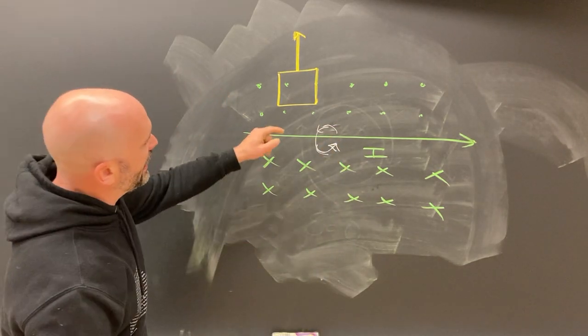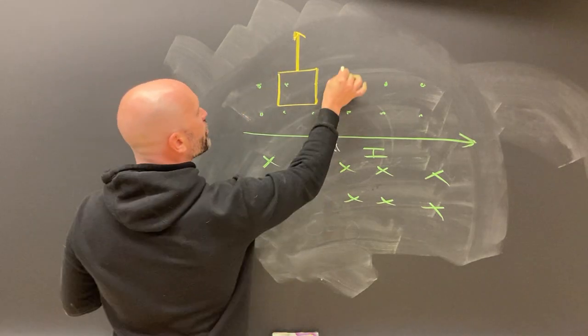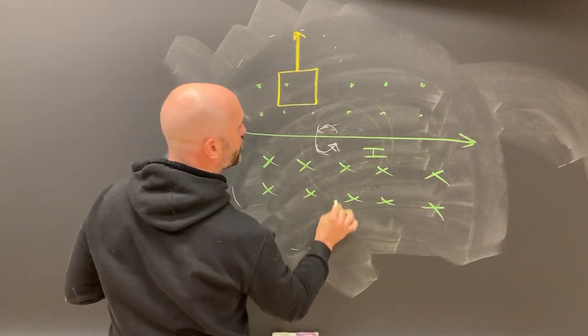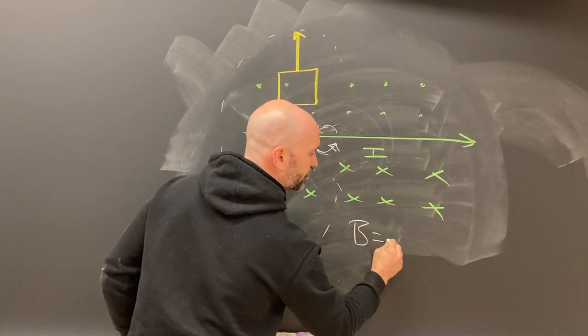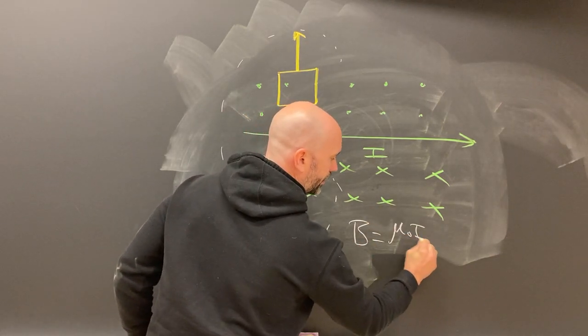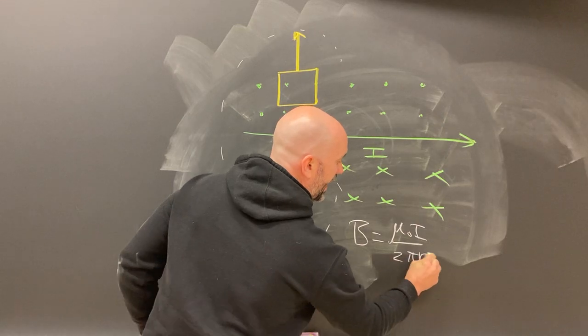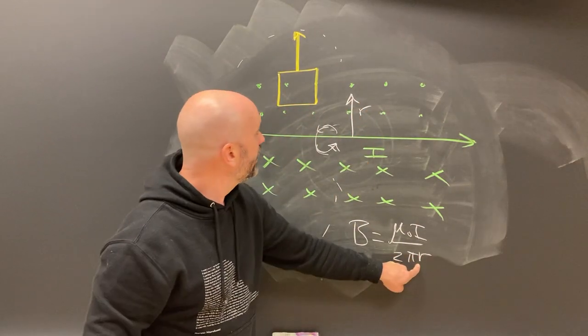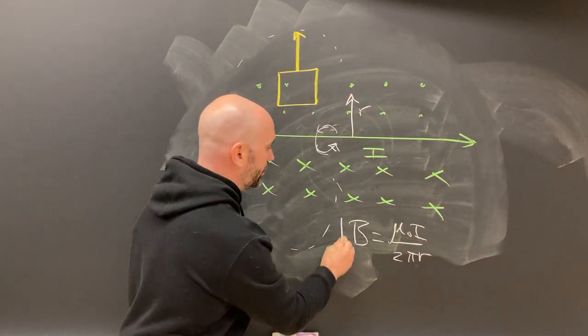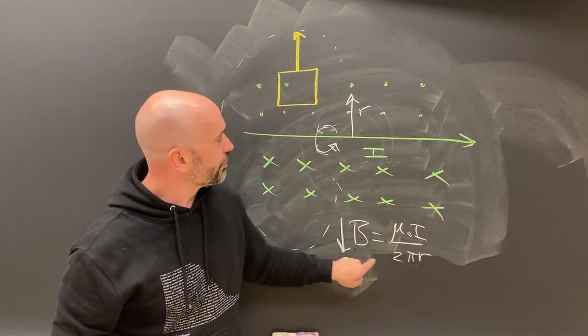They kind of look like this, and they get weaker and weaker the farther away you are, right? And the reason for that is this equation: the B field due to a long straight wire is μ₀I over 2πr. As r gets bigger, this distance away from the wire, the B field should get smaller. They're inversely related to each other.